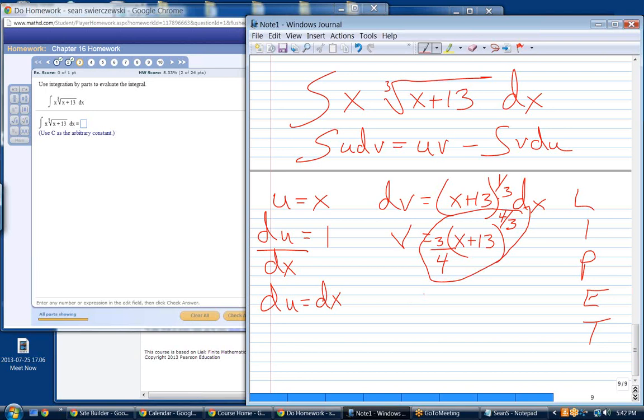The derivative of 3/4 x plus 13 to the 4/3. Start with the exponent. 4/3. So 4/3 times 3/4 times x plus 13 to the 1/3 times the derivative of the inside. We have to apply the chain rule. It's just that the derivative of the inside is 1. So that cancels with that, and we have what we started with. This right here, this x plus 13 to the 1/3. Okay? So we integrated it properly.